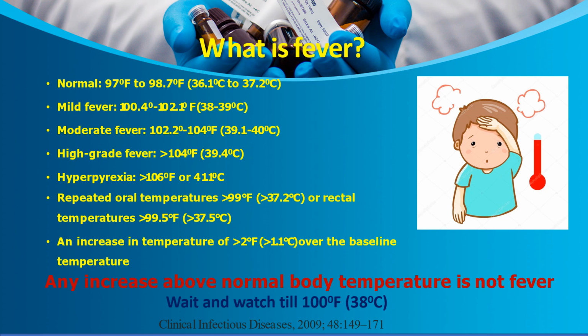Repeated oral temperatures in fever are more than 37.2. Rectal temperature is more than 37.5. An increase in the temperature from the baseline temperature is called fever. Any increase above normal body temperature is not fever. Wait and watch till there is a temperature of about 100 Fahrenheit or 38 degrees Celsius. You can refer to the Clinical Infectious Diseases article for the same.